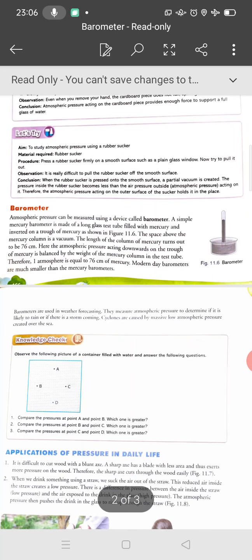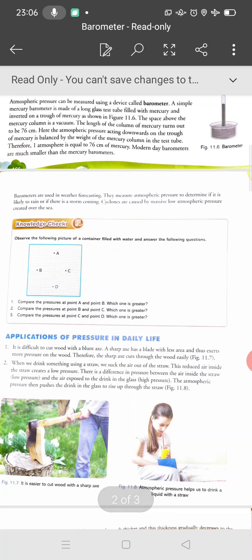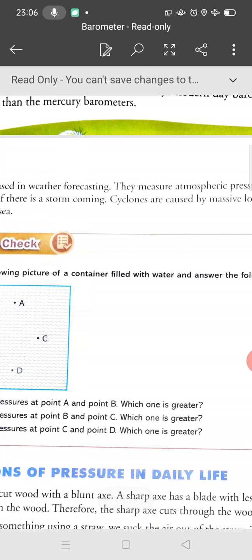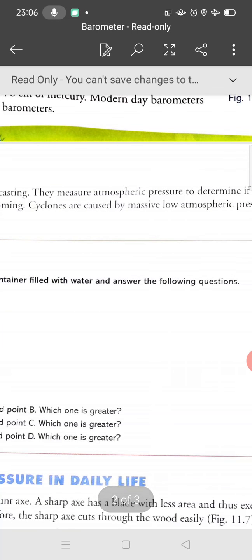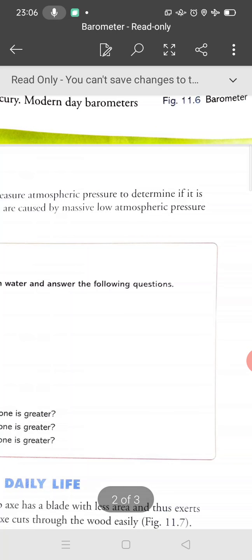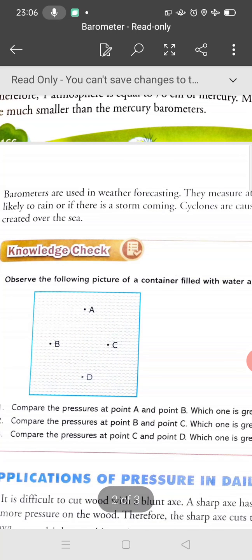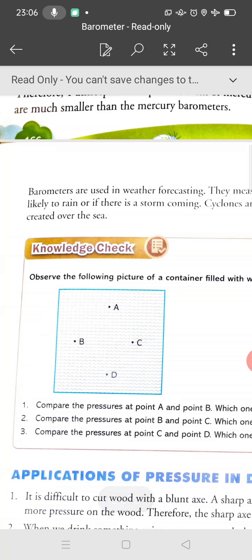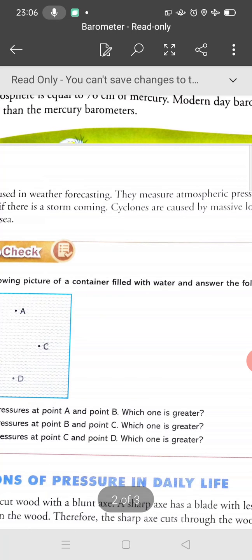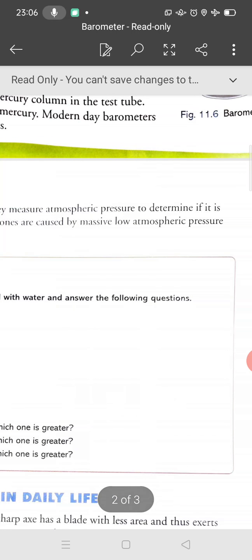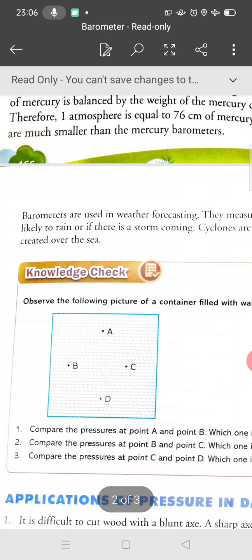Okay, so what is the use of this barometer? It is used in weather forecasting. They measure atmospheric pressure to determine if it is likely to rain or if there is any storm coming. So this is very useful. And cyclones are caused by the massive low atmospheric pressure created over the sea.